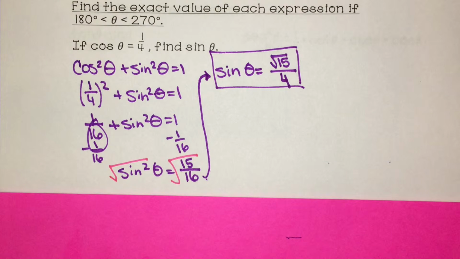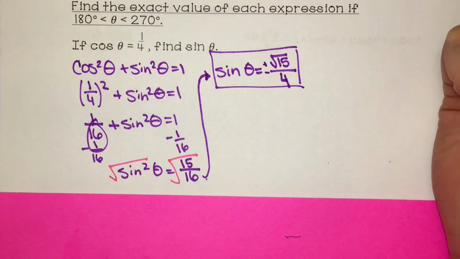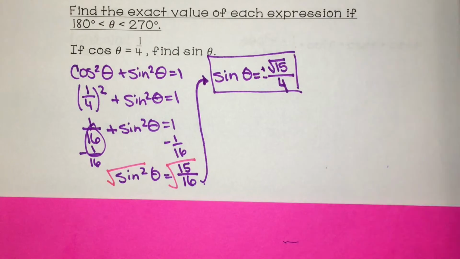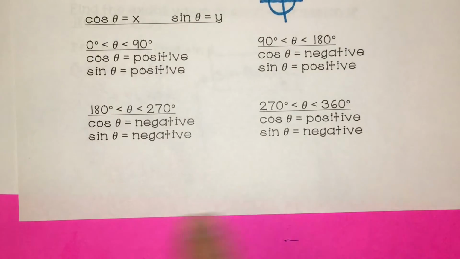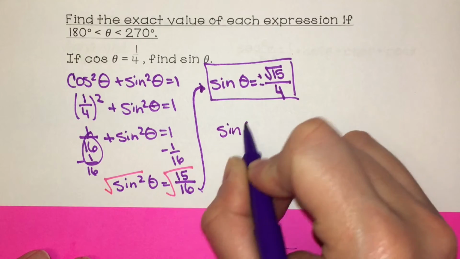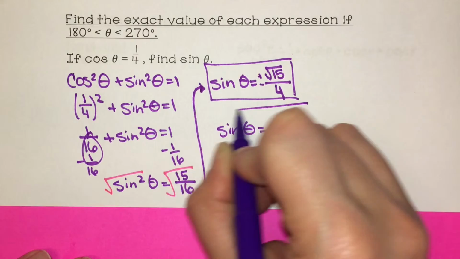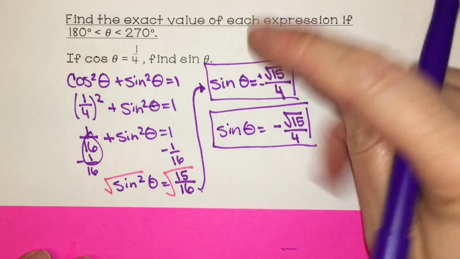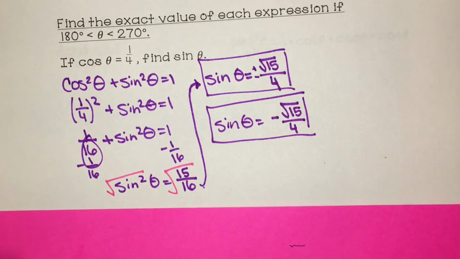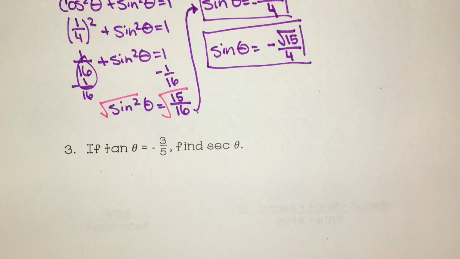Oh wait, I forgot one step. It's positive or negative. I can't forget that. Okay, so in this quadrant, I have to think about, is sine positive or negative? So sine theta is negative, meaning my answer is negative square root of 15 over 4. So that's not my answer because it's either positive or negative, depending on which quadrant it's in. All right, this one's for you to try. Go ahead and try it out. I'll go through the answer with you when you're done.